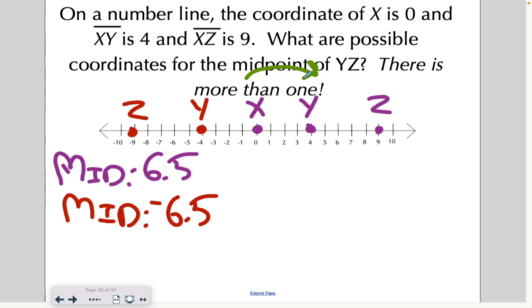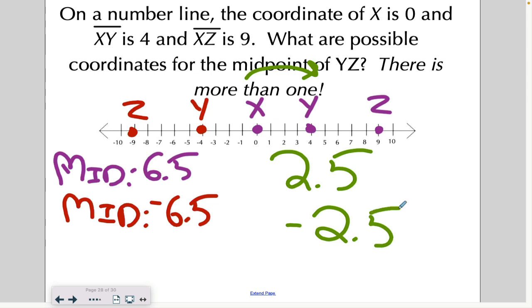I can make XY 4, but what is the qualifier? XZ is supposed to be 9. So instead of just using this 4 with this 9, I could use 4 and then use the other side and maintain. I don't know if anybody found the other points. Anybody find the other 2 midpoints if you do that? Okay, Jazzy? You can get 2.5. You can also get negative 2.5 if you mix and match, knowing that X has to be at 0.